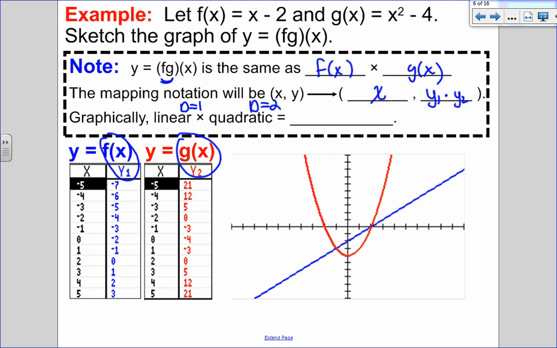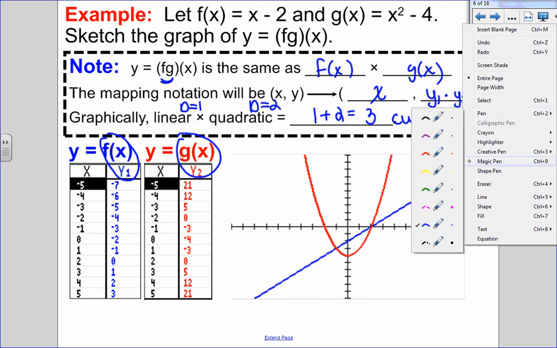Now remember in 10C when we did exponent laws, when we multiply 2 numbers together, I keep the base the same and I add my exponents, which means that a linear times a quadratic would actually end up being a cubic function. So let's look at this graphically.